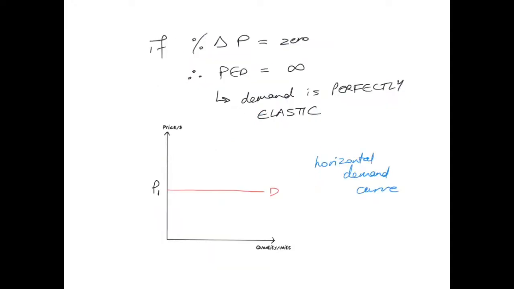The opposite hypothetical scenario occurs when the percentage change in price is 0. If you divide the percentage change in quantity by 0, anything divided by 0 gives us a number that is infinitely large. So PED will be equal to infinity. Here we say demand is perfectly elastic, and this is represented by a horizontal demand curve where you have a fixed price, P1, regardless of whatever quantity demanded. The price just doesn't change. The price is fixed.